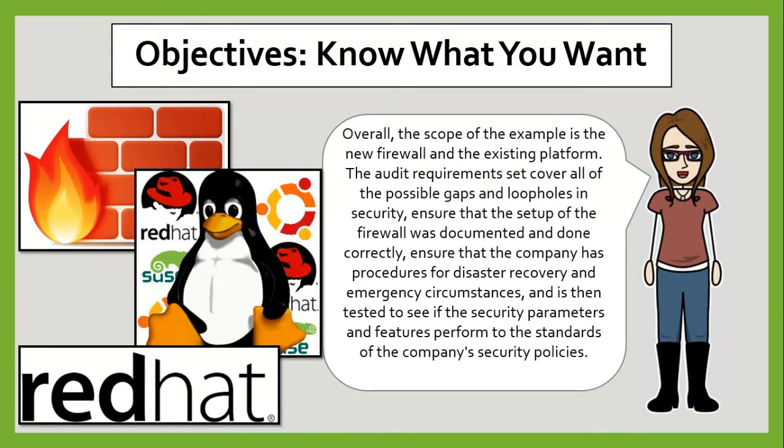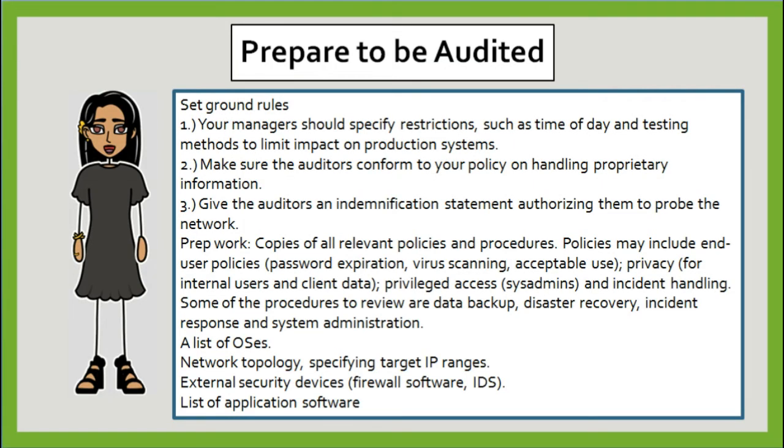Overall, the scope of the example is the new firewall and existing platform. The audit requirements set cover all the possible gaps and loopholes in security, ensure the setup of the firewall was documented and done correctly, ensure that the company has procedures for disaster recovery and emergency circumstances, and is then tested to see if the security parameters and features perform to the standards of the company's security policies.